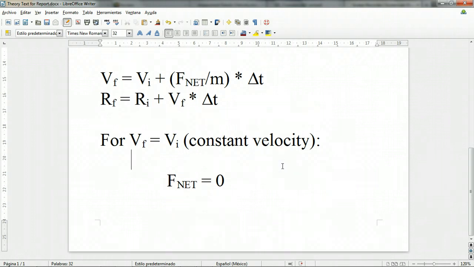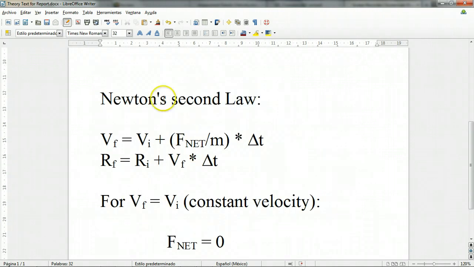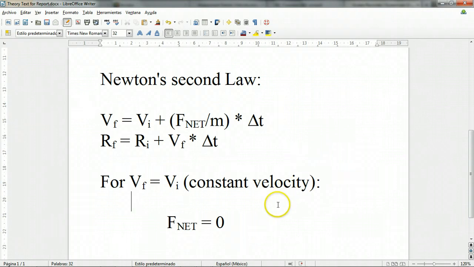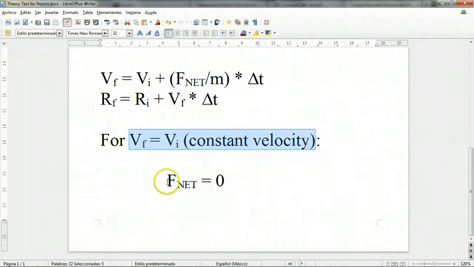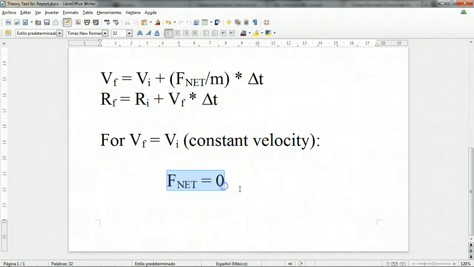Well, for this second law of Newton, we have that for velocity to be a constant represented by this expression, we need that all the forces that act on an object cancel each other, or that there are no forces acting on an object. Both of these cases can be defined by this expression, where our net force is equal to 0.